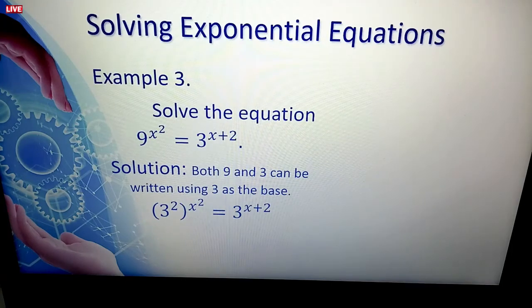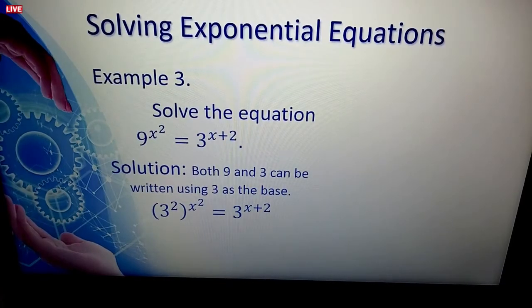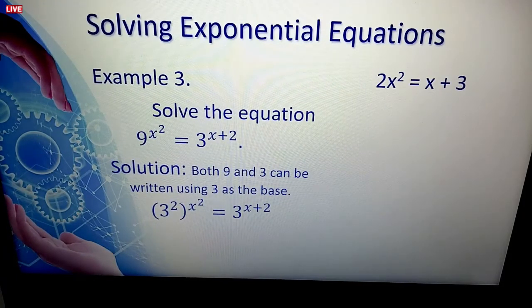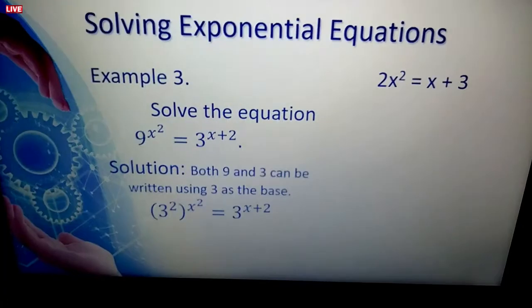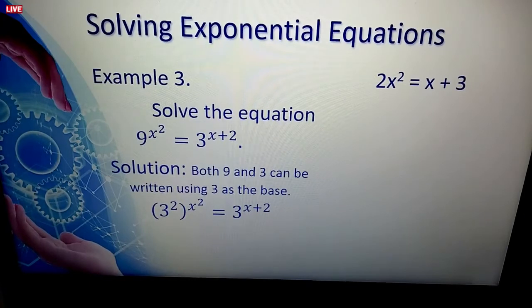Continue. Since they have the same base, 3, we can use the law of exponents on the exponent. So it becomes 2 times x squared equals x plus 3. In this case, this is an example of a quadratic equation, so we can recall solving a quadratic equation. By the process of solving a quadratic equation, it becomes 2x squared minus x minus 3 equals 0, equating with 0.